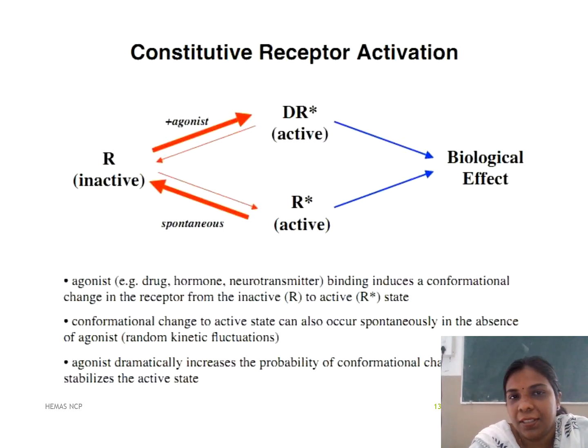In here, the left side shows the inactive receptor, and in the center the receptor becomes active. Spontaneous activation means the receptor naturally changes to the active form. Agonist-induced activation means the agonist binds the receptor and promotes the active state. And on the right side you can see the active form leads to the biological effect, meaning a cellular response may occur. And why does it happen? The constitutive activity occurs due to the natural flexibility of the receptor protein, random molecular motion, intrinsic receptor dynamics, genetic mutations, and overexpression of the receptor.